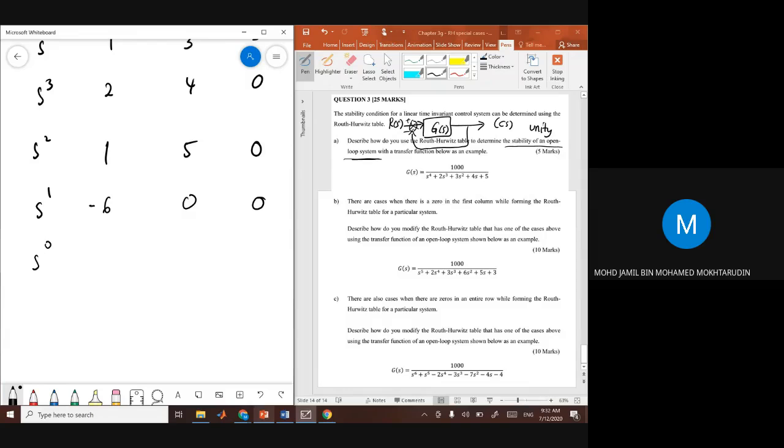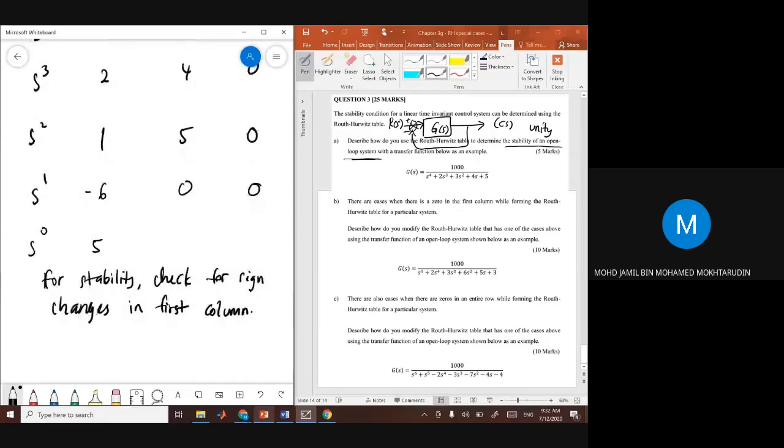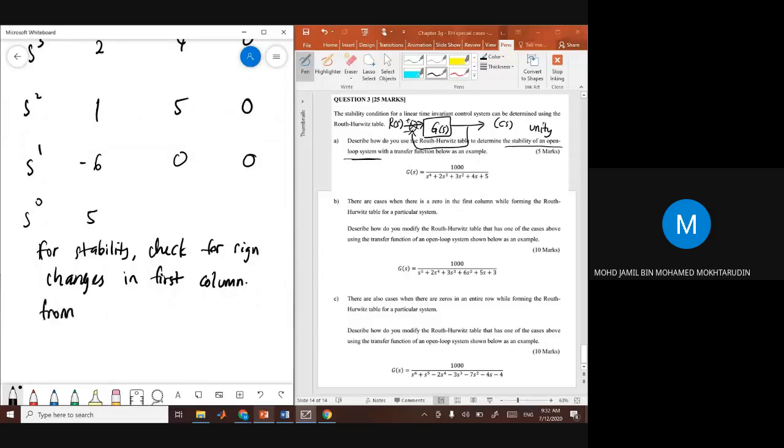Okay, so from this table, then you say for stability, check for sign changes in the first column. Okay, so from the TF, there are two sign changes. So this system is unstable.